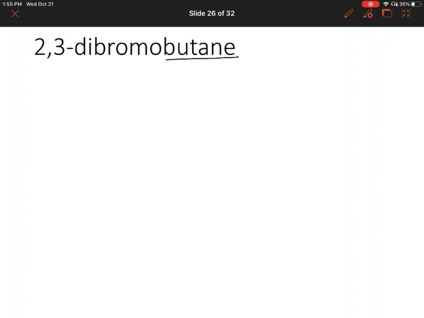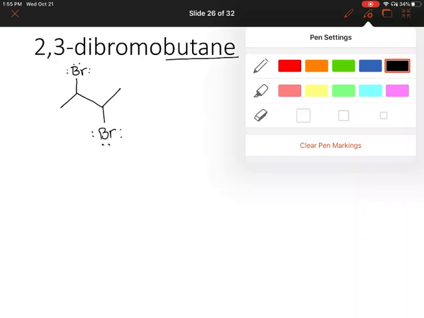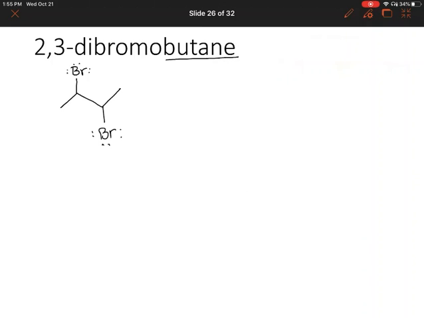So similar to the last molecule, it looks like we have 4 carbons. Carbon 2 has a bromine attached, and carbon 3 has a bromine attached. All right, so where are the stereocenters? Carbon 2 and carbon 3. So this is looking very similar to our last problem, except we have 2 bromines here.